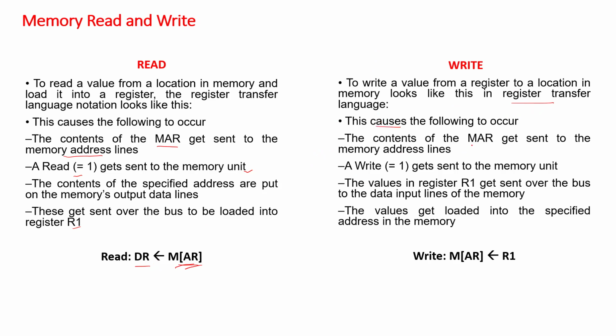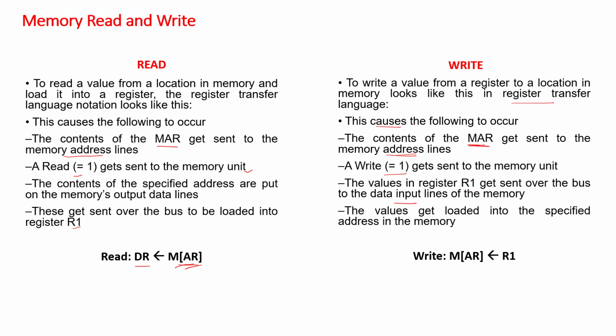The contents of the memory address register get sent to the memory address line. So here the address of the location at which we are trying to store the information is given to the address line. If write is enabled, then it is sent to the memory unit. And the value in register R1 gets sent over the bus to the data input lines of the memory. Later we'll have more discussion on the data bus, address bus, control bus, all these things.